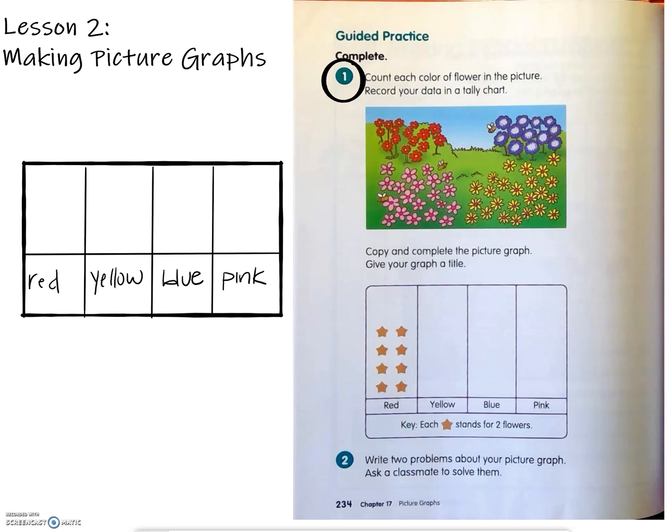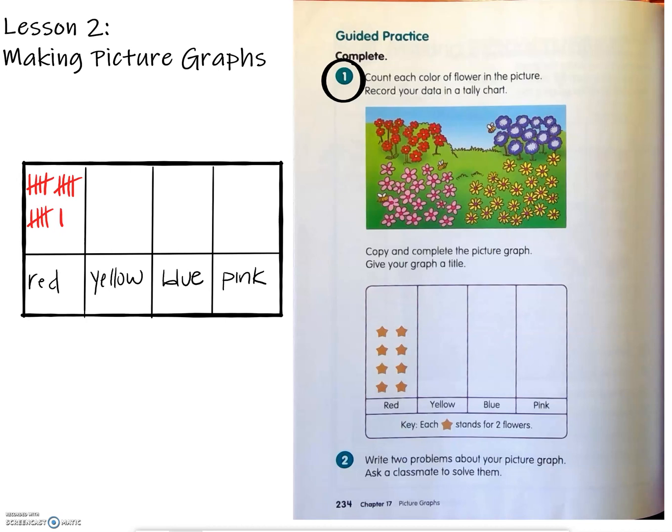Let's start by counting the red flowers. I'm going to go over to my picture and I'm going to count. 1, 2, 3, 4, 5, 6, 7, 8, 9, 10, 11, 12, 13, 14, 15, 16. So there are 16 red flowers, which means I'm going to put 16 tallies and put groups of 5 together first.